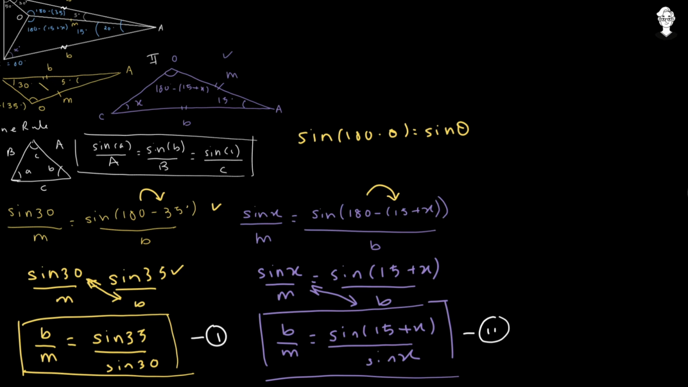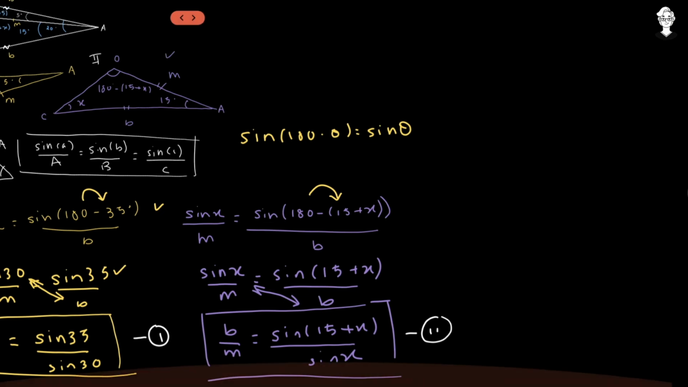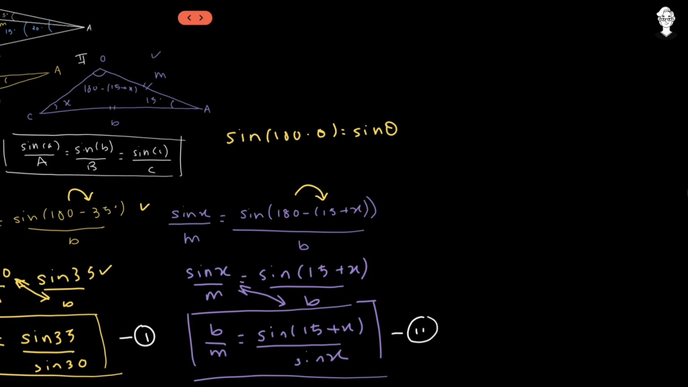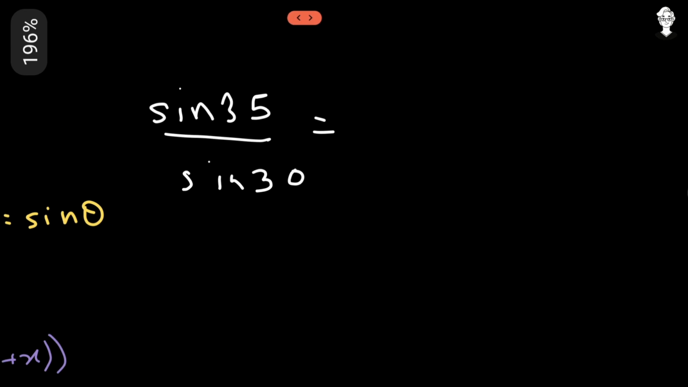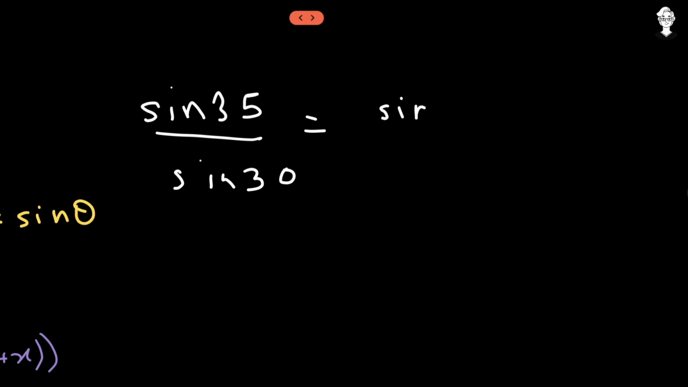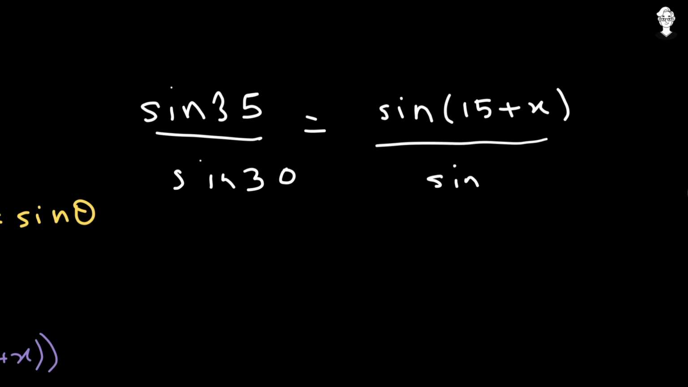And in both the equations, we can see that the left hand side is equal, that is b upon m. So if the left hand side of two equations is equal, we can simply compare their right hand side. So the right hand side of the second equation is sine of 35 degree upon sine 30 degree, and this equals the right hand side of the first equation, that is sine of 15 plus x upon sine x. So now what we have is a trigonometric equation to be simplified.